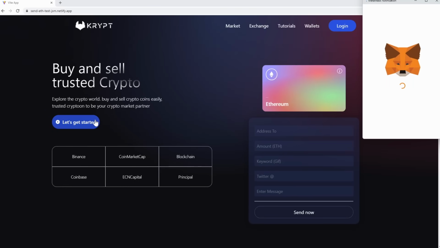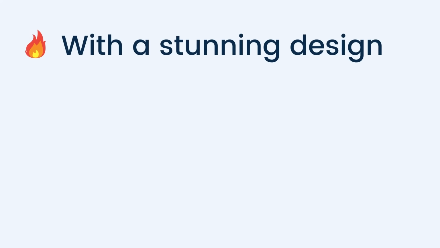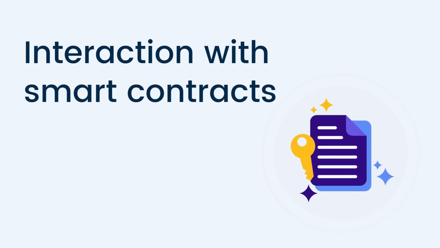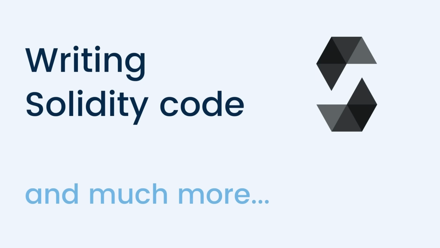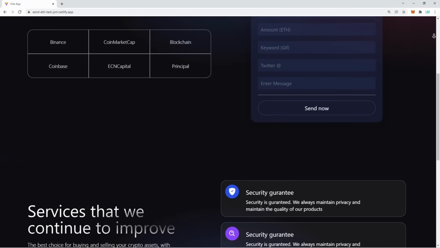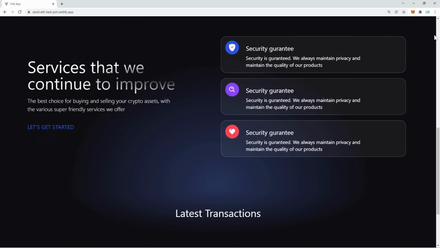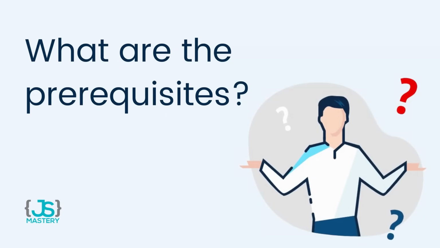Hello there, and welcome to a project video where you'll build and deploy a modern, real-world Web 3.0 blockchain application. And let me tell you, I haven't been this excited for a video for a long time. With a stunning design connected to the blockchain, MetaMask pairing, interaction with smart contracts, sending Ethereum through the blockchain network, writing Solidity code, and much more, Krypt is the best Web 3.0 blockchain application that you can currently find on YouTube. You might be wondering, what are the prerequisites for building such a fantastic website?